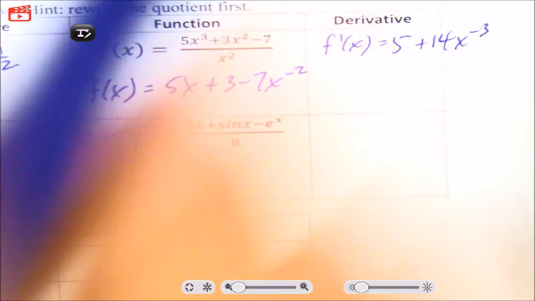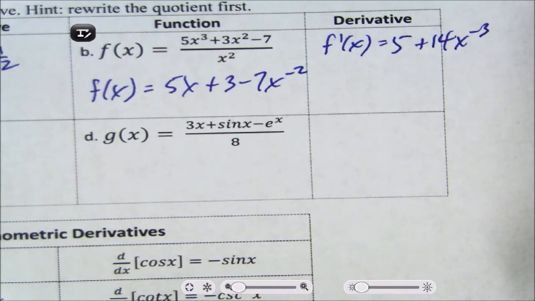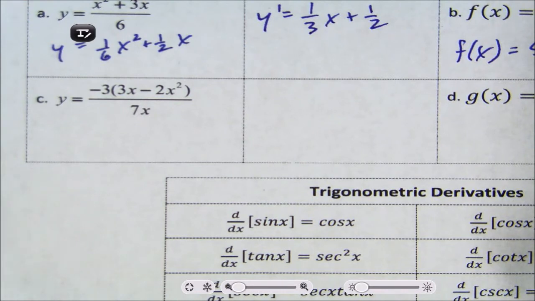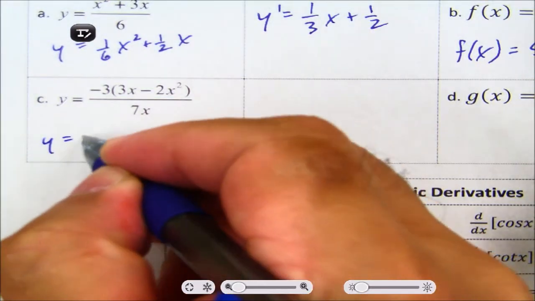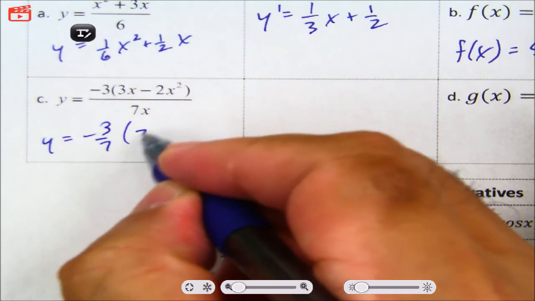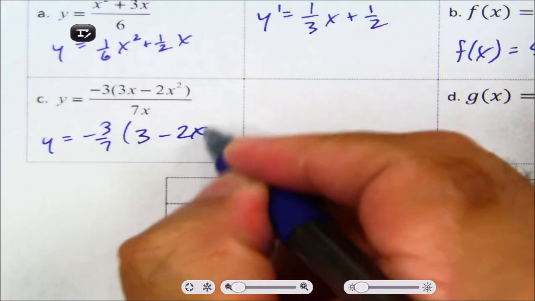Civil engineers build stuff that moves. All right, ready? C. Let's go on to C. All right, so I'm going to rewrite this very strangely. I'm going to make this negative 3/7 times 3 minus 2x.